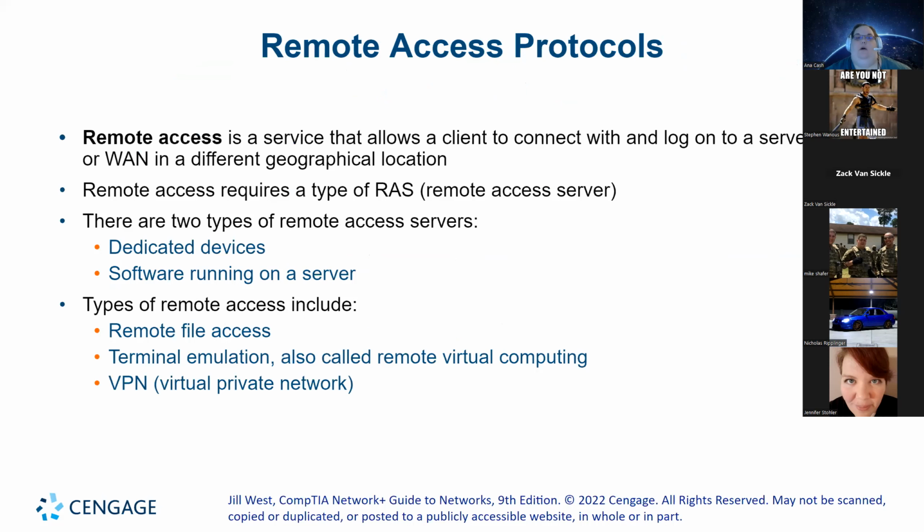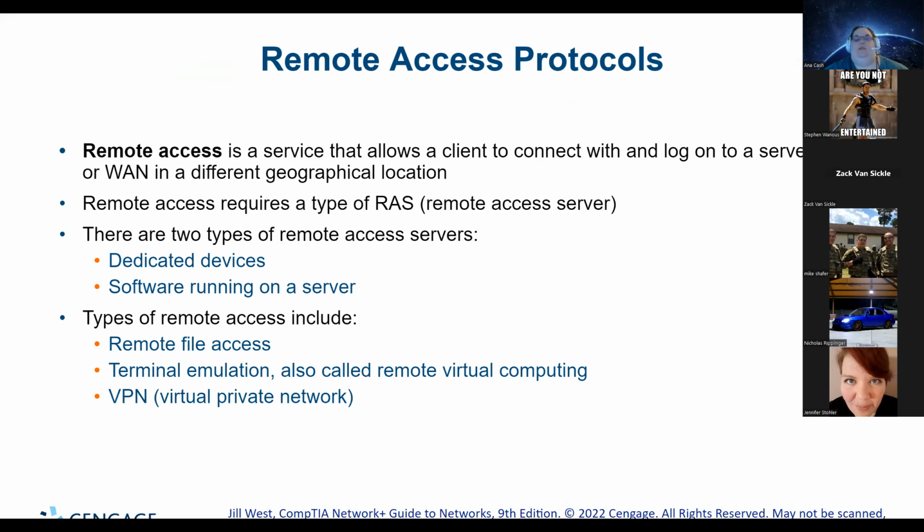Okay, remote access protocols. Remote access is a service that allows a client to connect with and log onto a server, LAN, or WAN in a different geographical location. Remote access requires a type of RAS, or remote access server. There are 2 types of remote access servers: dedicated devices or software running on a server. A lot of them have shifted to the secondary now, but it just depends on what environment you're in. Types of remote access include remote file access, terminal emulation, also called remote virtual computing, or a VPN, which is a virtual private network.